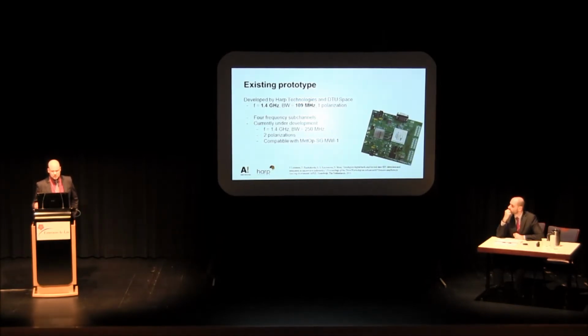It works on the SMOS frequency 1.4 gigahertz. It has 100 megahertz of bandwidth, and it works only with one polarization at the moment. But there is already a new version coming with double the bandwidth and two polarizations, which is already giving much more opportunities for detecting real radio frequency interference.